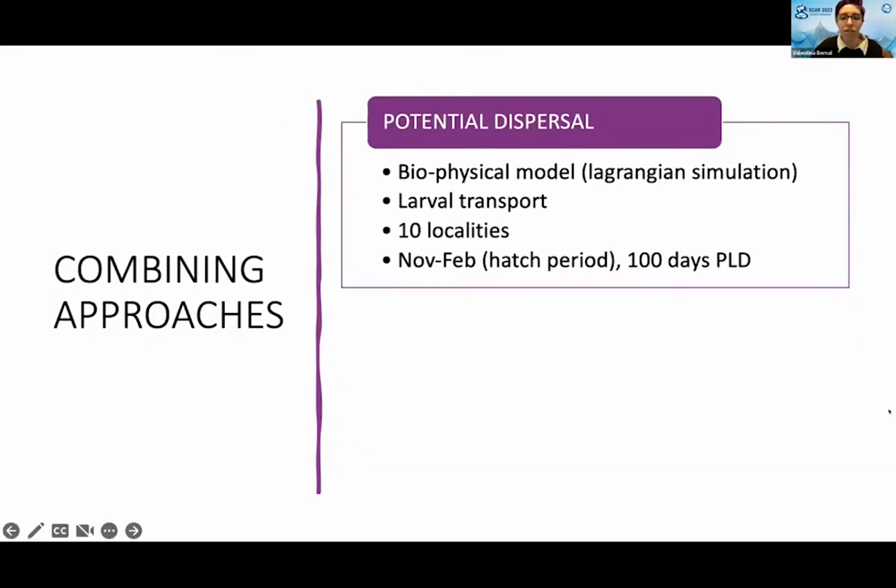First, to study potential dispersal, we use a biophysical model, specifically a Lagrangian simulation, to simulate larval transport between 10 localities, including South Georgia, Sydney Island, and different localities in the Antarctic Peninsula. And we set the hatch period between November and February. That is the hatch period that has been described for Harpagifer antarcticus. And we followed these Lagrangian particles for 100 days. That is the pelagic larval duration for this species.